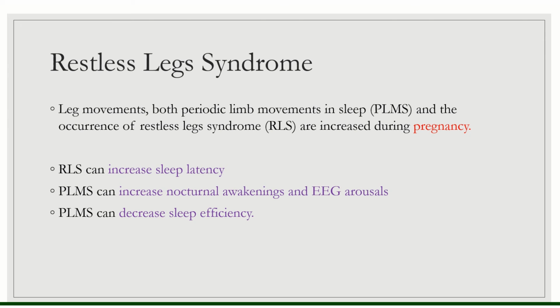All right, so leg movements, both periodic limb movements in sleep and the occurrence of restless leg syndrome, are increased during pregnancy. If a woman is pregnant, she will more than likely have periodic limb movements in her sleep. She will more than likely have restless leg syndrome. What's the difference between the two? Which one happens while you're awake, and which one happens while you're asleep? Restless legs happens while the patient is awake. Periodic limb movements will happen while the patient is asleep.